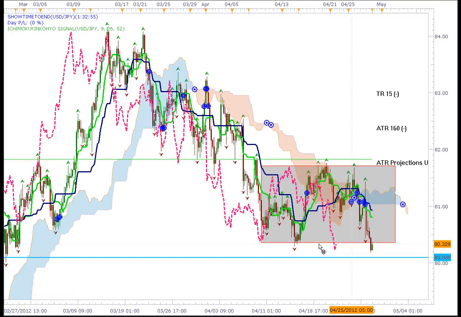It's support, and then it broke. This will be a little level right here. So we want to put our stop right here. Okay. And how much would that be? Just from here to there is roughly 35 pips.